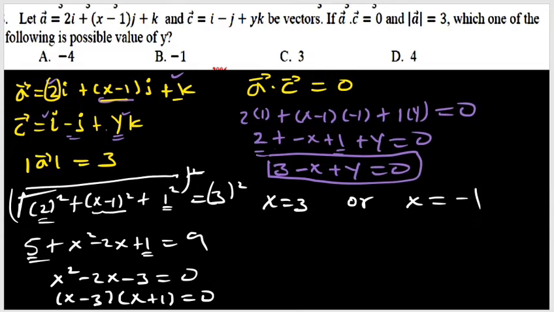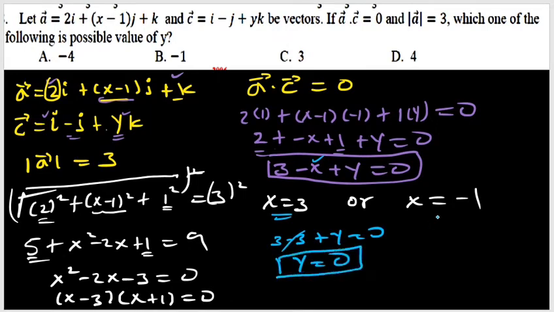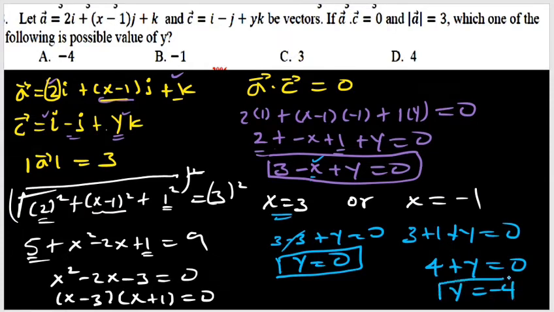When x is equal to 3, let us substitute 3 in place of x here: 3 minus 3 plus y is equal to 0, so y is equal to 0. This is one possibility. When x is equal to negative 1, inserting negative 1 in place of x, it will be 3 plus 1, because negative of negative 1 is plus, plus y is equal to 0. 3 plus 1 is 4, plus y equals 0, so y is equal to negative 4. So the possible values of y are 0 and negative 4. But in the choices, which one is found? Negative 4, so the answer will be A.